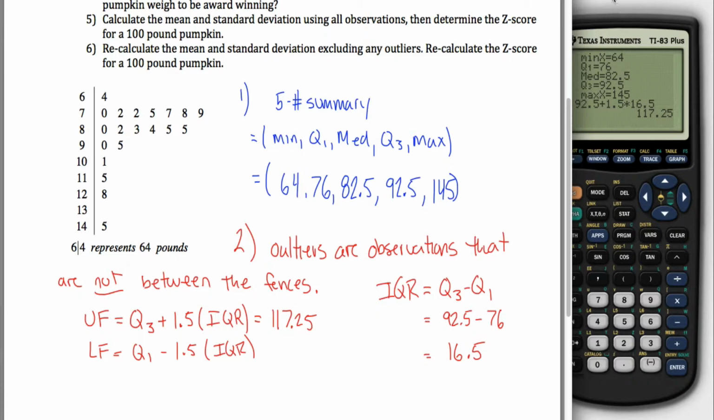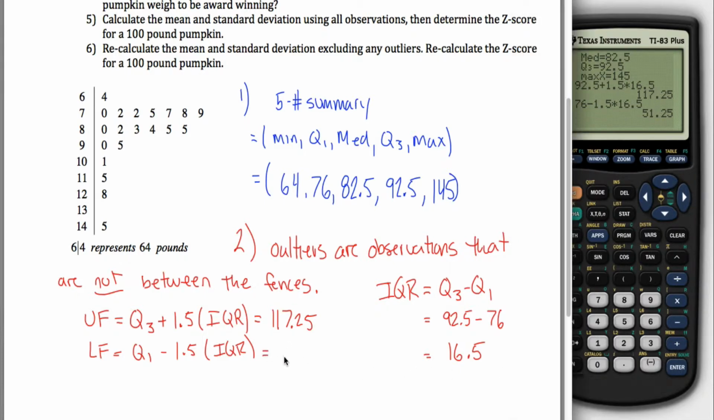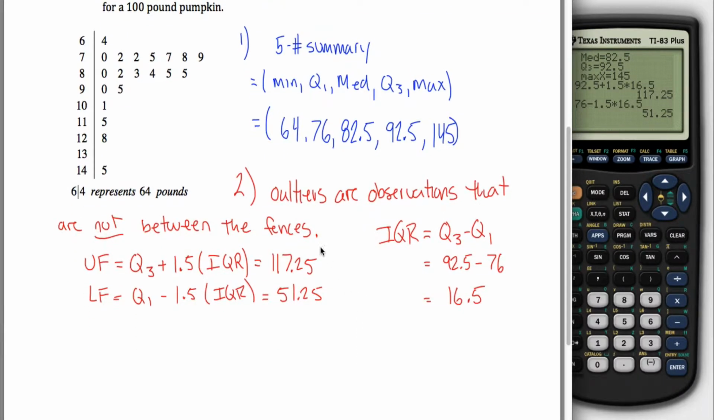I want to do a very similar calculation. I'm going to hit second and then enter. That'll pull up that last entry that I just did, because the formula is so similar, except now it's Q1, which was 76, and then instead of plus, it's minus. 76 minus 1.5 times the interquartile range gives me 51.25. So these are my fences. Everything from 51.25 to 117.25 is within my fences.